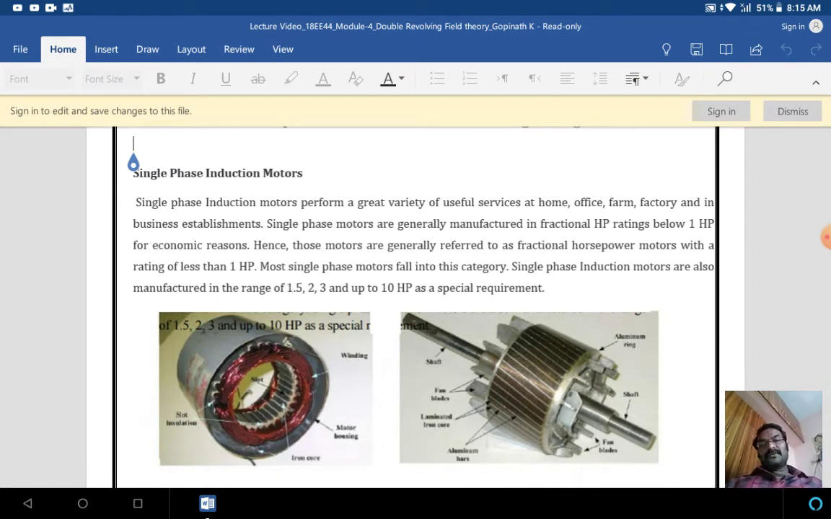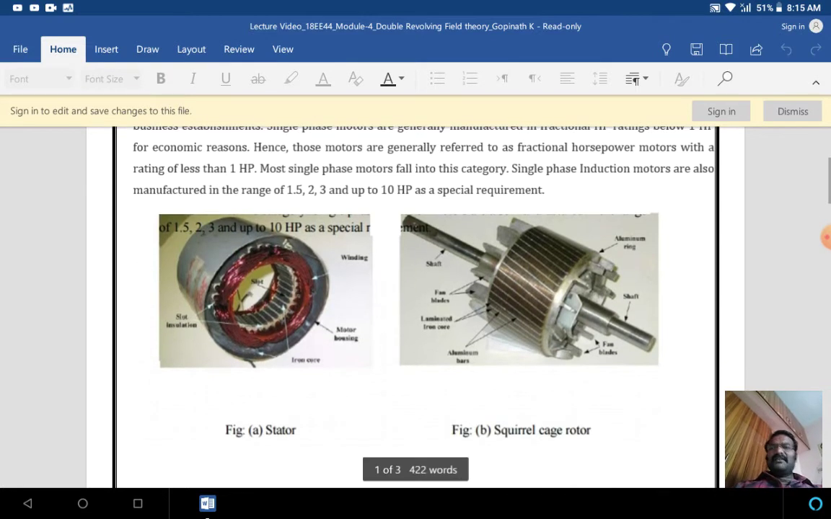If we go for a higher HP rating, then we should go for three phase motors. When the horsepower value is very low, then we go for single phase motors. The power consumption of single phase motors is less when compared with three phase motors because the rating of the motor itself is up to 1 HP. Single phase motors also have mainly two parts. One is the stator, another is the squirrel cage rotor.